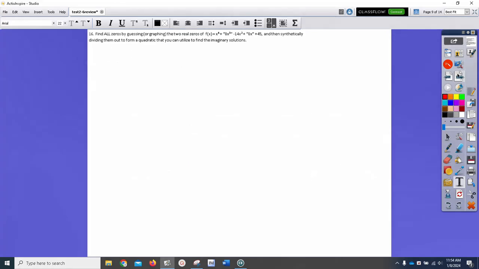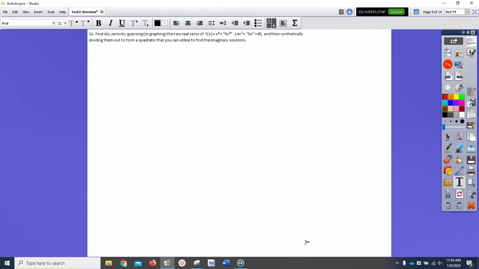All right, slide 9 of 14. Find all zeros by guessing or graphing the two real zeros of x squared plus no x cubed, notice that's in parentheses, minus 14x squared plus no x plus 45. Notice I use the quotes there. You need those zeros for synthetic division, and then synthetically dividing them out to form a quadratic that you can utilize to find the imaginary solutions.